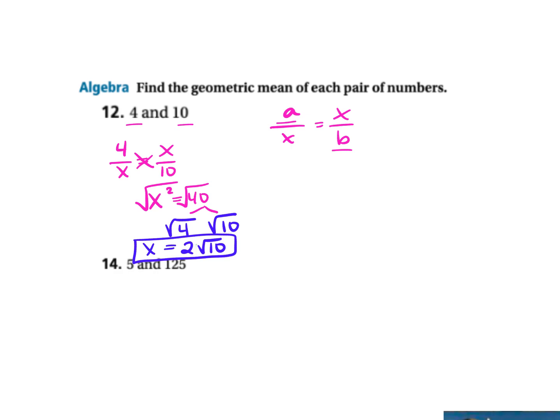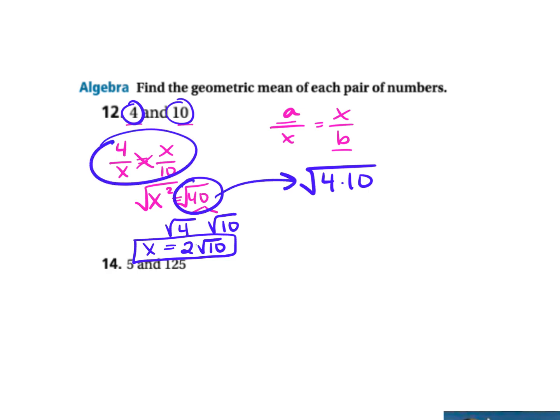So that's one option. The shortcut is whatever numbers you get, you multiply them together and take the square root. And wouldn't you know, that is the square root of 40. So it's just doing this process without having to set it up, right? You multiply them and take the square root. It will still break down to 2 rad 10 in the end.